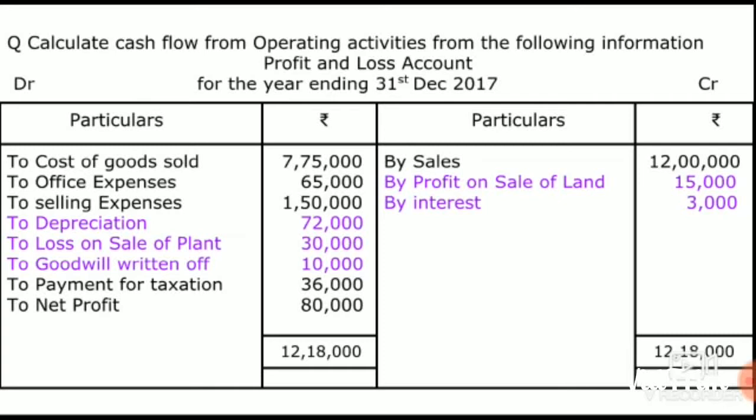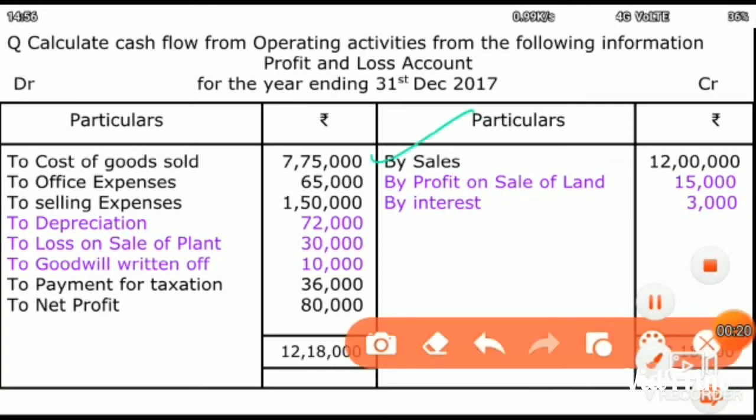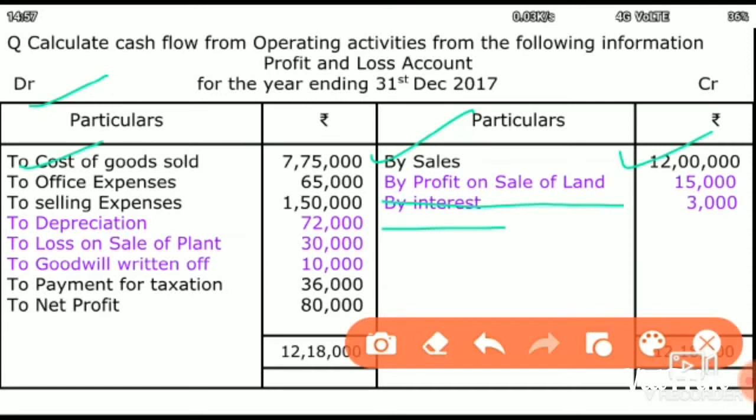Starting from the credit side, we can take sales, which is an operating item, and it will show an inflow of cash of 12 lakh rupees. We should not take profit on sale of land and interest, as these are non-operating items. Now on the debit side, we can take cost of goods sold, which is an operating item, and it will show an outflow of cash of 7,75,000. Cost of goods sold actually includes purchase of goods for resale or for production, and it also includes direct expenses like payment for wages or carriage, etc.